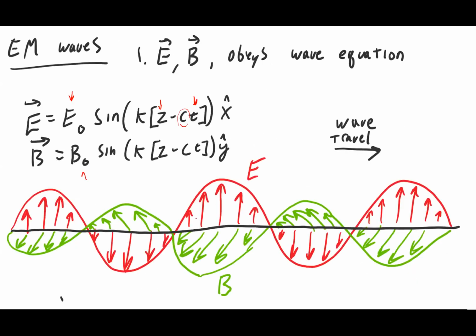The electric field in this case is oscillating in the x direction, the magnetic field in the y direction, and the wave is traveling in the z direction. So all those three directions are perpendicular. I can't have an E or a B field pointing in the same direction as z. It's actually Gauss's law that gives me that restriction.